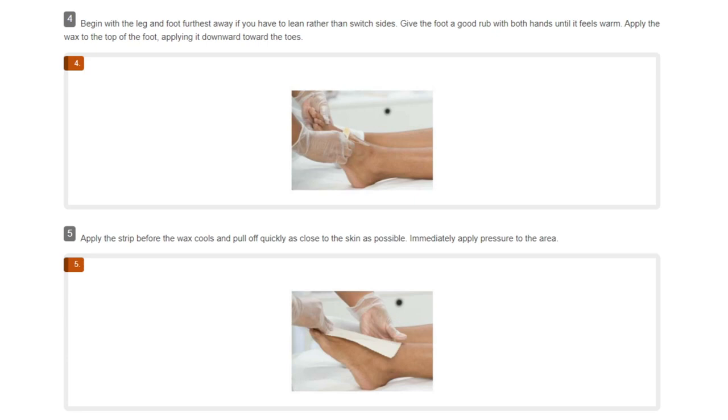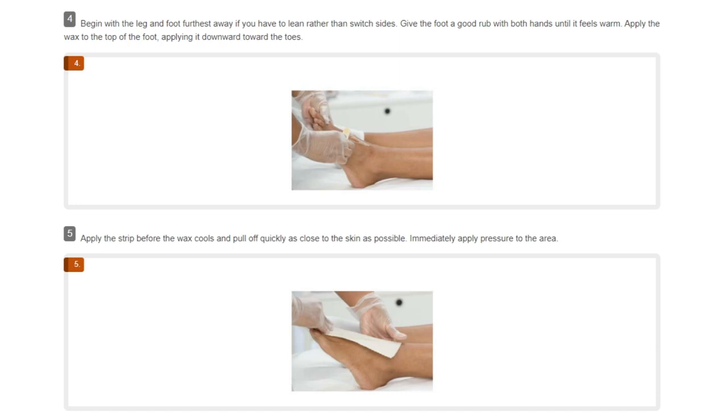4. Begin with the leg and foot furthest away if you have to lean rather than switch sides. Give the foot a good rub with both hands until it feels warm. Apply the wax to the top of the foot, applying it downward toward the toes. 5. Apply the strip before the wax cools and pull off quickly as close to the skin as possible.